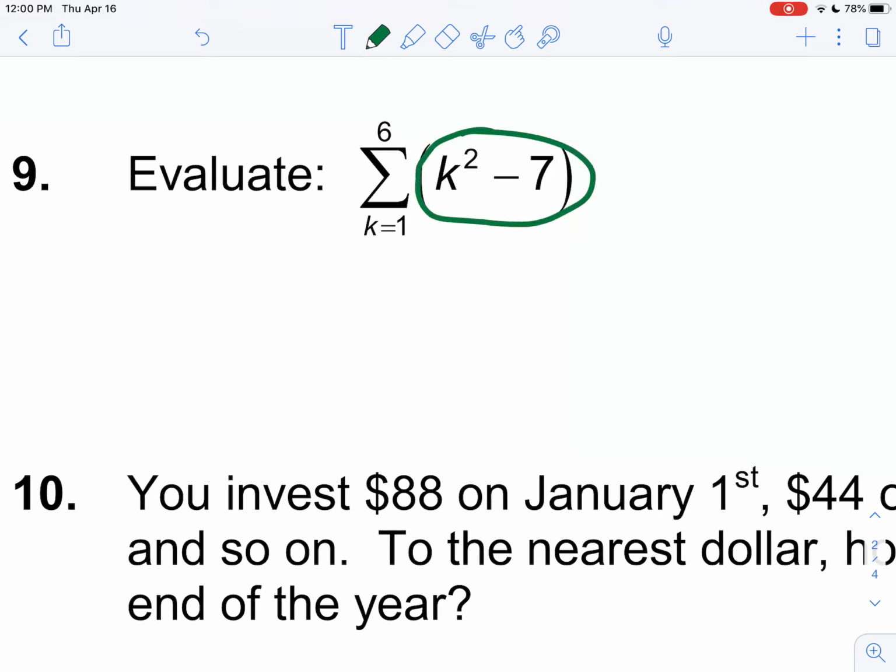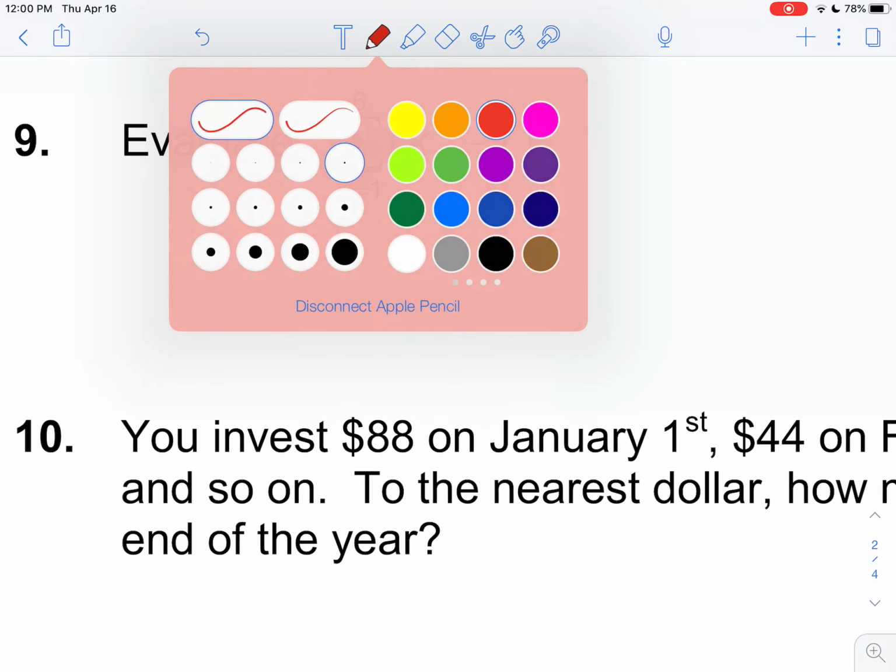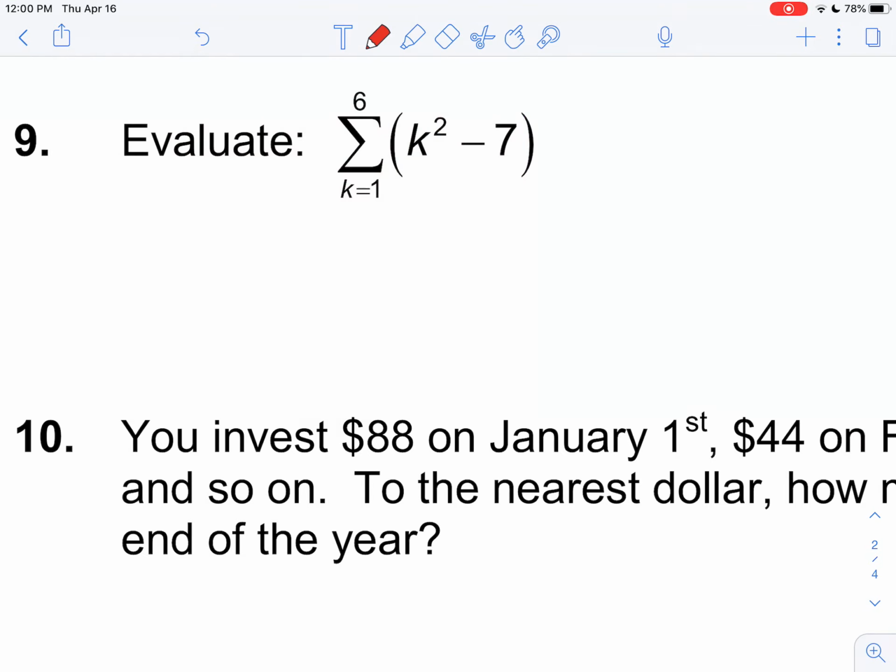That is not k to the first power, so it's not linear, which means not arithmetic. This also does not have k as an exponent, so it's not exponential, which means this is not geometric. So this is one of those cases where it is not arithmetic, it is not geometric. So you only have one way to do this problem, and that's find every single term and add them together.